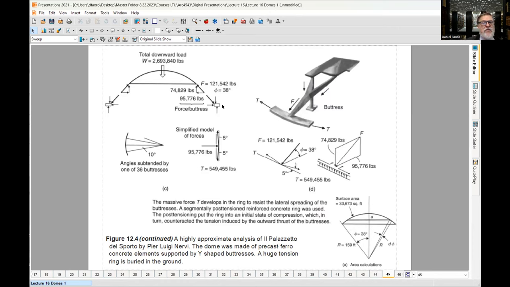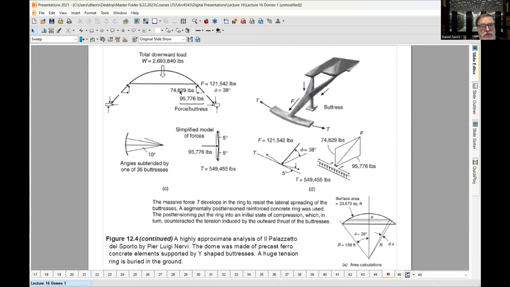The force that's being taken is literally a large concrete ring at the base of the dome, where the forces are transferred through these Y columns here and here. And that large ring beam at the base, which you would walk over, you wouldn't see as you enter the dome, is being placed in tension.